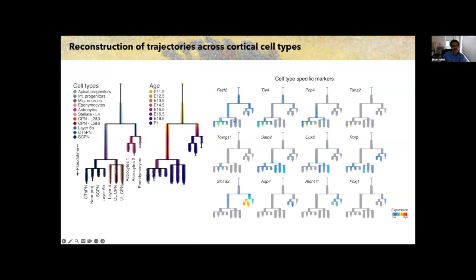You can also see nicely from our tree the expression of known markers, for instance different markers for corticofugal and also callosal neurons, and also for other cell types like astrocytes and other cell types in the brain.